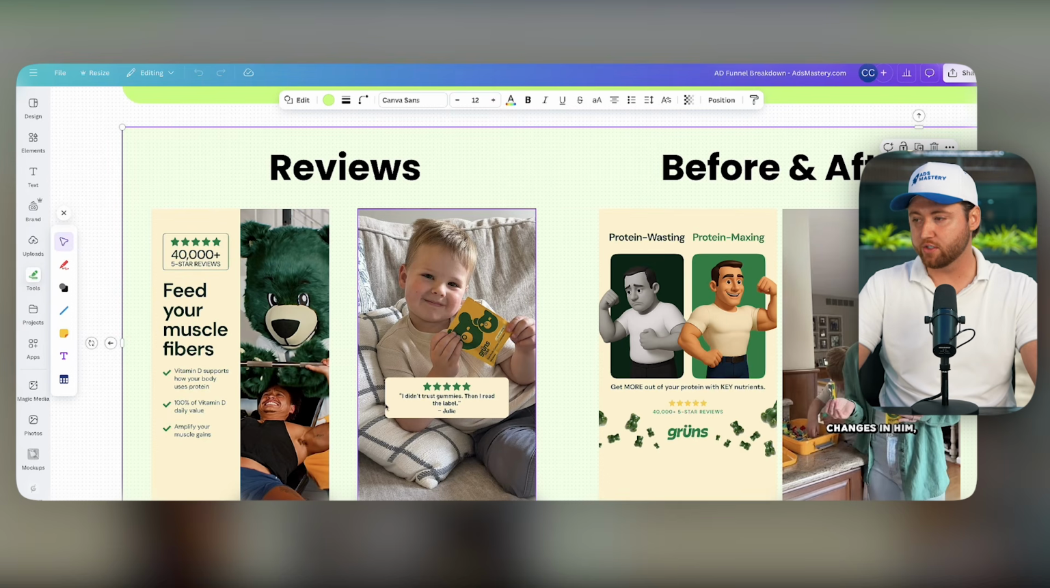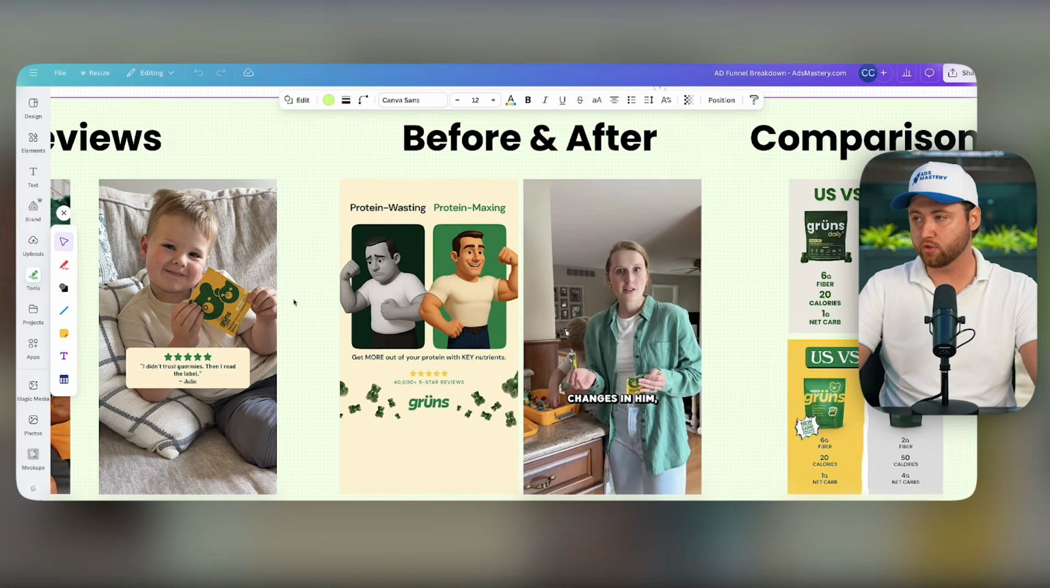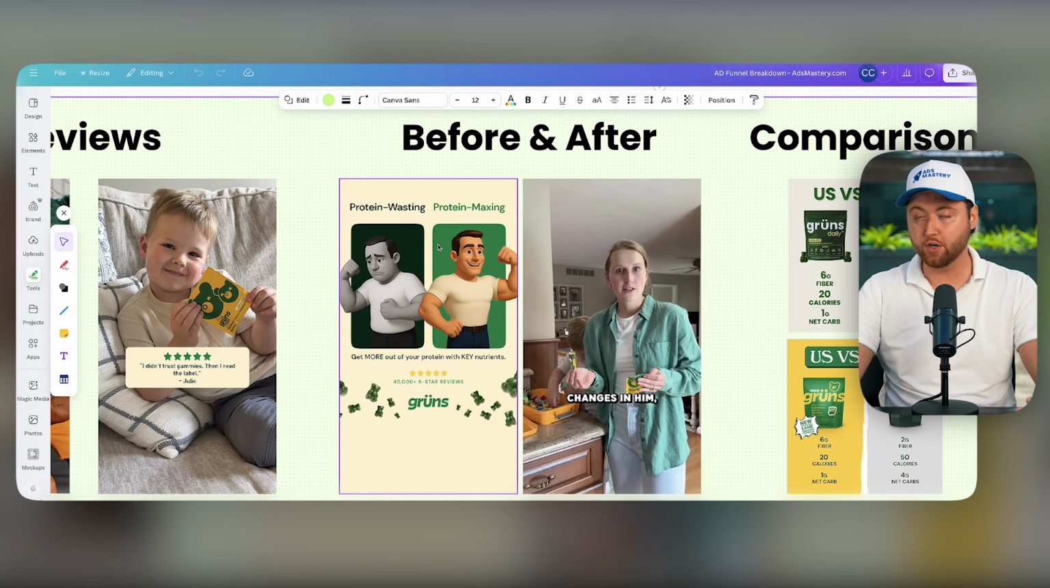And then we have another one, which is a review-based. And we have somebody in the background, which is a kid who is holding the product so that way we can build trust. Before and afters. People want to know what the before is and what the after is. So these are AI generated. These are pretty simple to do.